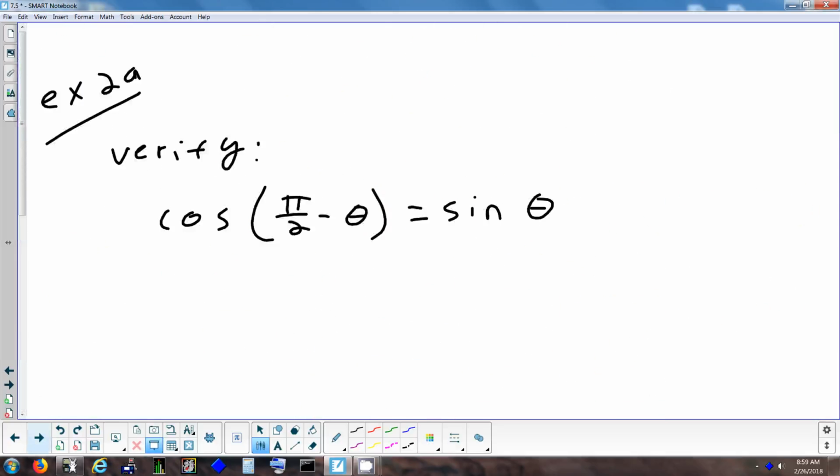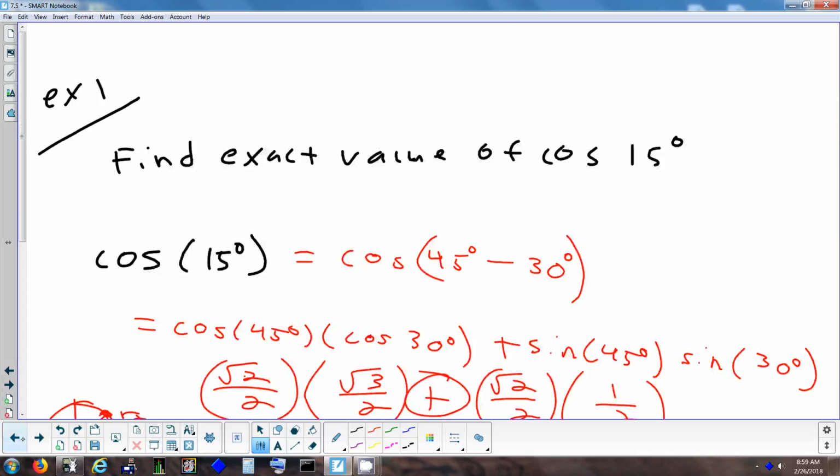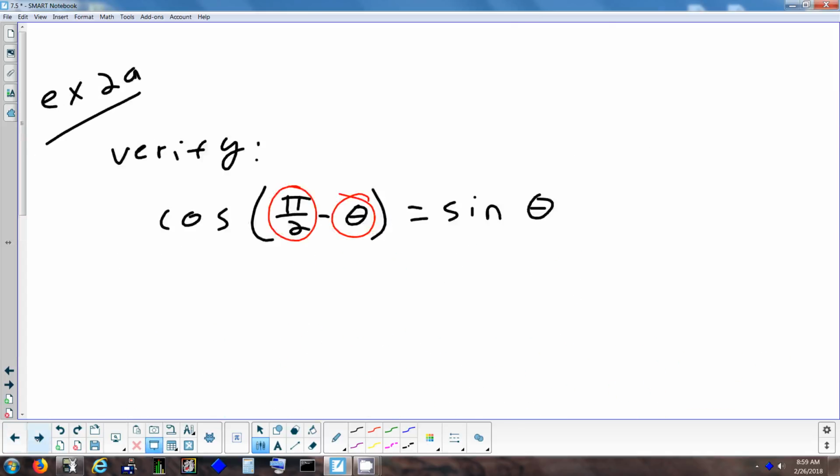All right, so this is less numeric, and this is more of a verify. Okay, so it's a proof, but it's a very structured proof. You don't have to guess at what to do. It's the cosine of a difference. There's the first, there's the second. So just fill it in exactly like we just did this problem, except instead of a 45 and a 30, you're going to use a pi over 2 and a theta. Those are the two things.